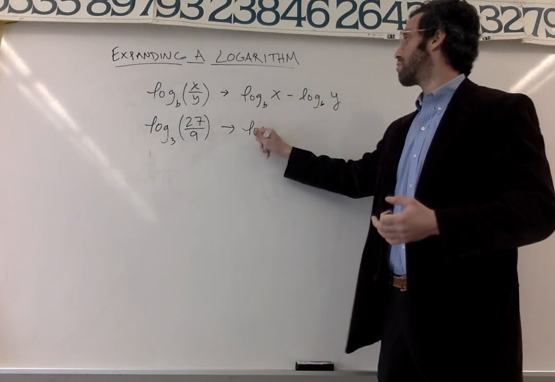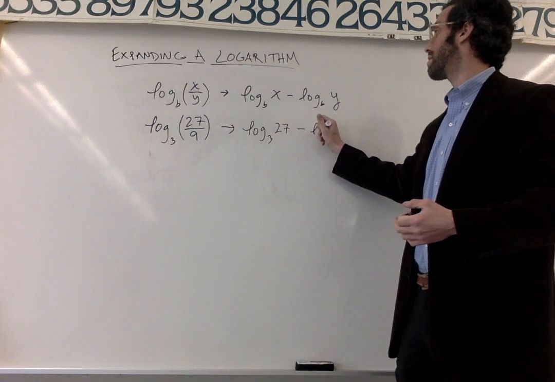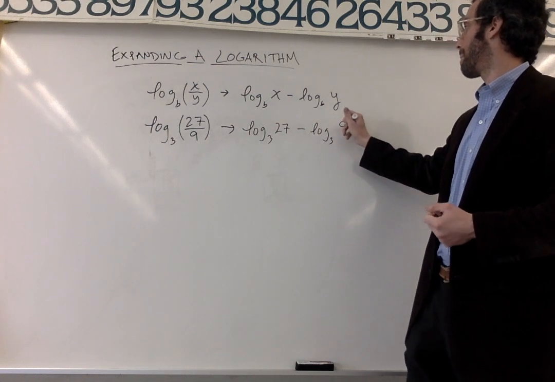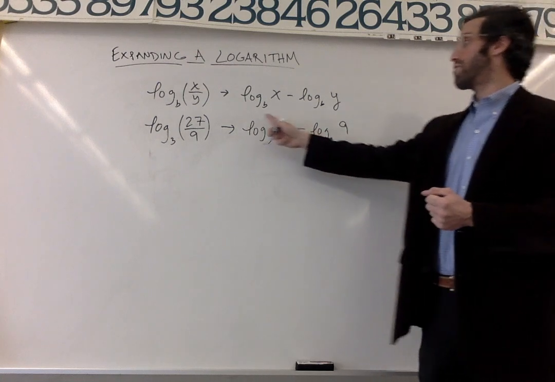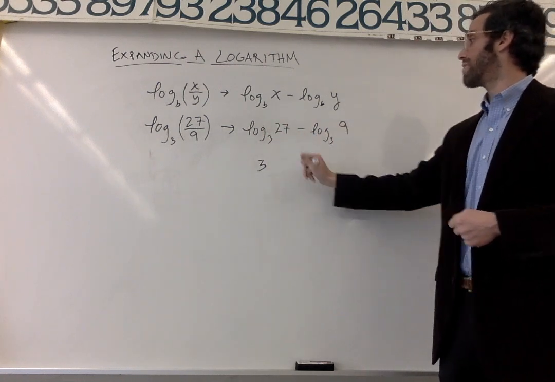So we would get log base 3 of 27 minus log base 3 of 9. Log base 3 of 27 is 3. Log base 3 of 9 is 2.